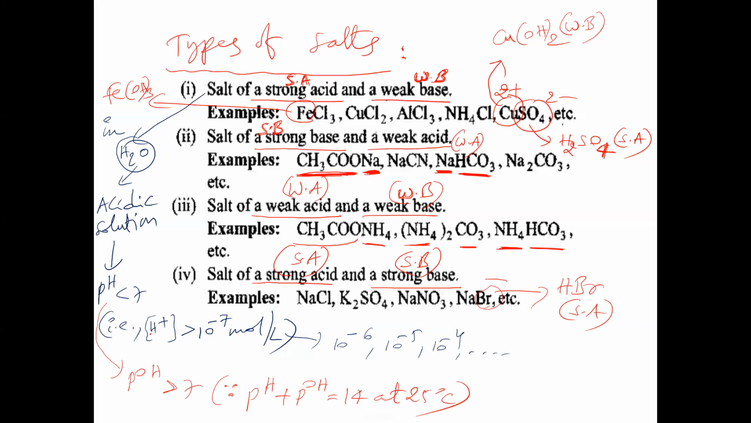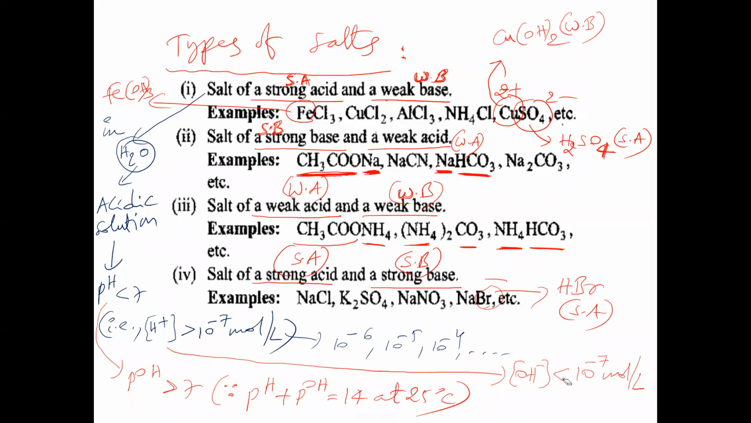And whenever H plus concentration is more than 10 power minus 7, we have to take the OH minus ion concentration. Tell me about the OH minus concentration: greater than 10 power minus 7 or less than 10 power minus 7? As H plus is greater than 10 power minus 7, OH minus should be less than 10 power minus 7 moles per liter.